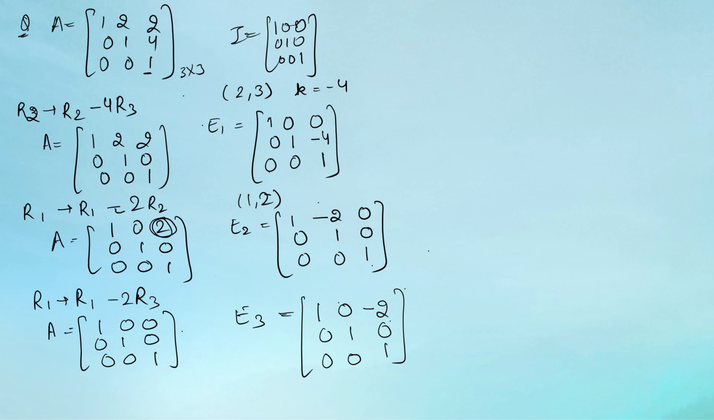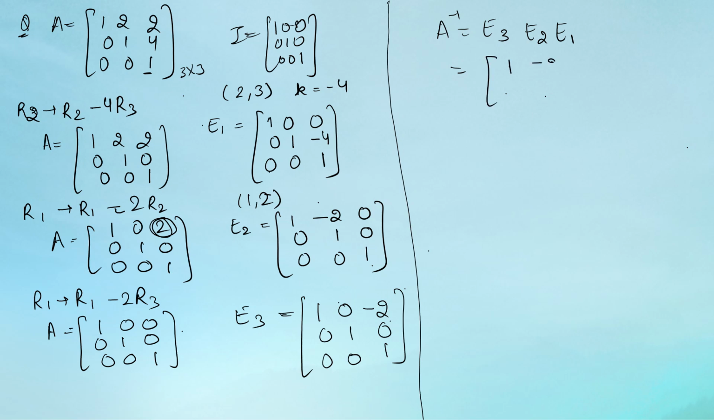If we talk about the inverse, we had done the formula: A inverse is equal to E3 into E2 into E1. Similarly, if there were more matrices, you could have written E4, E3, E2, E1 similarly. So now when you multiply them, you will get your A inverse as 1, -2, 6, 0, 1, -4, 0, 0, 1. This is your final answer. So this is how you solve this question.